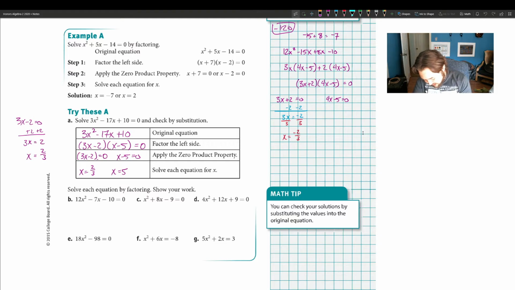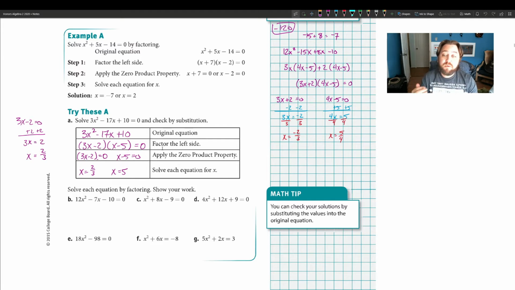On the one on the right, we're going to add 5 to both sides. We'll get 4x equals 5. We will divide by that coefficient of 4 and get that x equals 5/4. Oh, the internet caught up with me there. All right, and those are our two solutions.